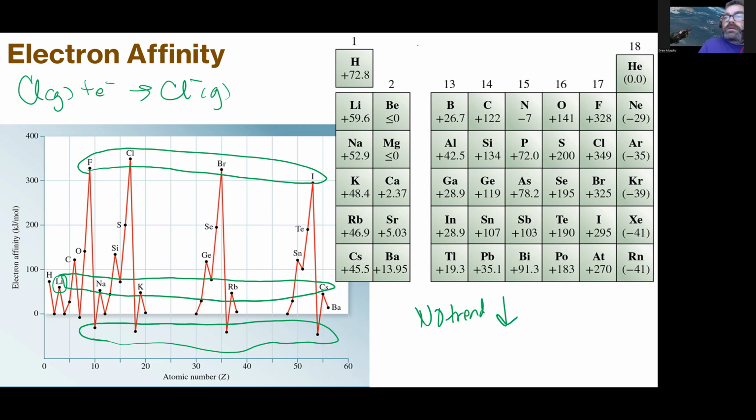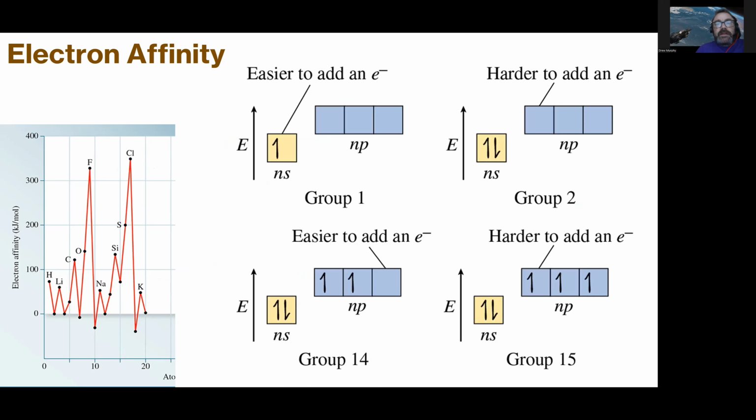Remember, our goal is to have 8 valence electrons. Halogens have 7 valence electrons, so it's super easy, and they really want to get another electron. They will pay whatever cost it is to get that electron, because then they'll have 8 and they'll be happy and stable. Let's look at some of these other ones.